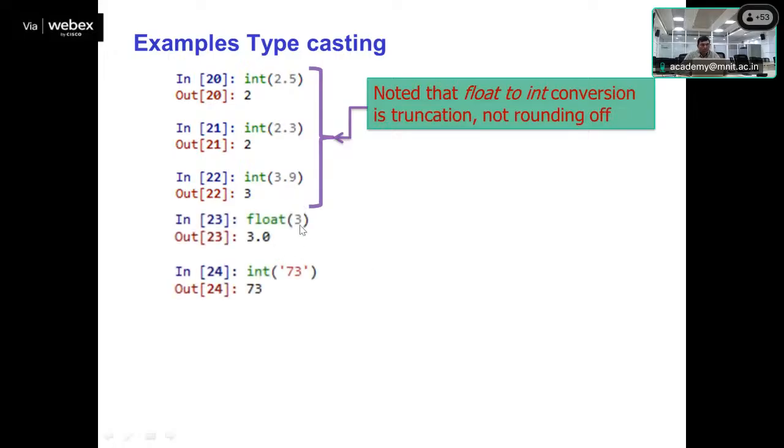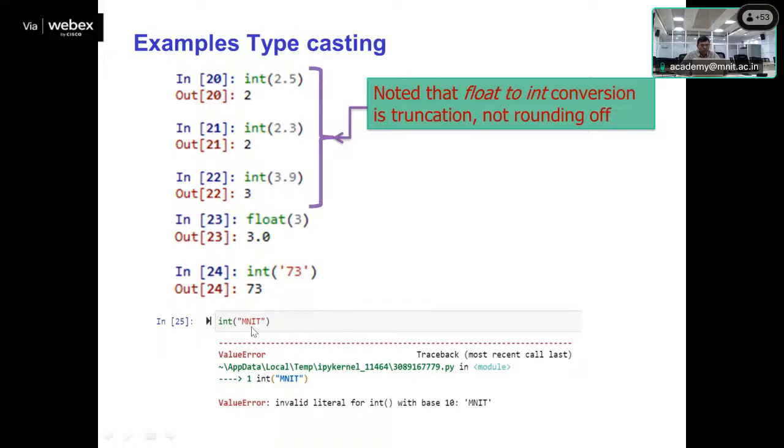Similarly, if you have 3 and want to convert it to a float, it will be represented as 3.0. Say this is 73. What is this? This is a string, 73. It is represented as a string. But now this has been converted into an integer, so we are able to get it as the integer 73.